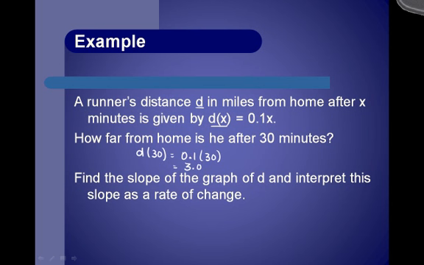The next part says find the slope of the graph of d and interpret this slope as a rate of change. Well, the slope is the number in front of x, so our slope is going to be 0.1. Interpret this as a rate of change. Well, 0.1 is 1/10. So what that means is every 10 minutes the distance from home increases by 1 mile.